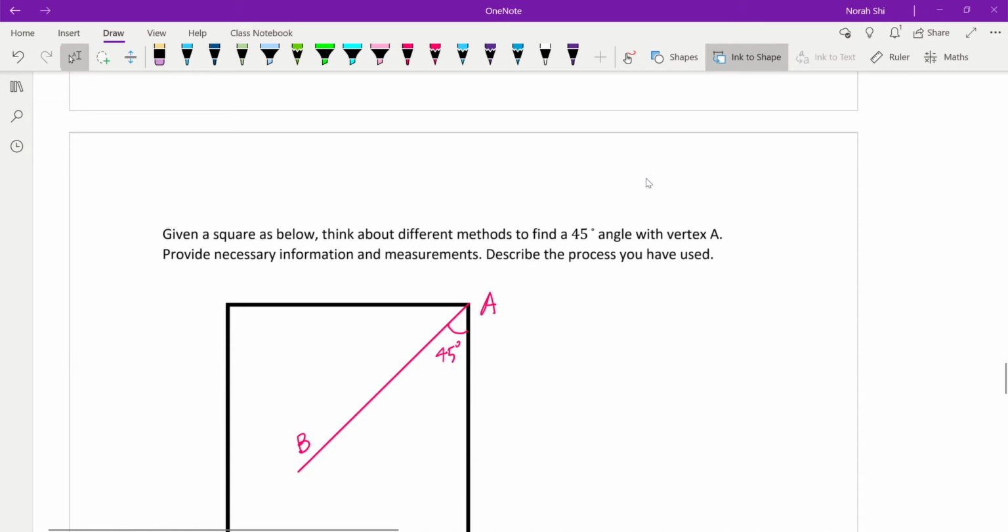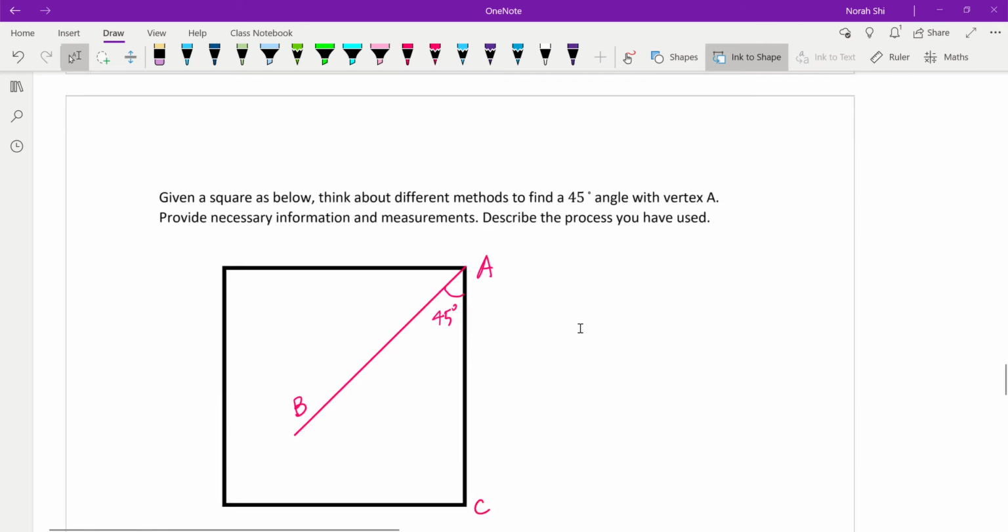Okay, as you can see, we are going to find a 45-degree angle with vertex A. I have labeled the vertex A on the top right-hand side, the top right vertex of the square. So what are the methods you can think of? I have two different methods.